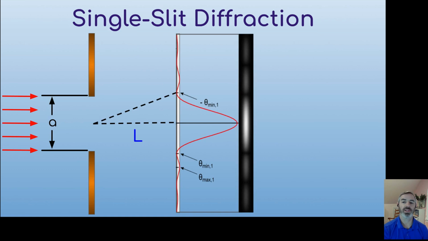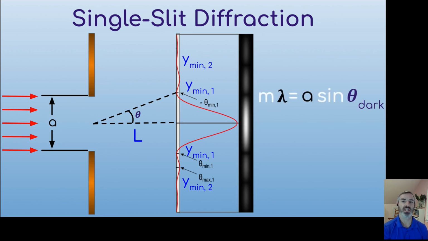We'll draw a dashed line to the first order minimum, and the second order minimums. You can see where the transverse pulse is showing a cancellation where destructive interference would go. And what you'd see on the screen is a very bright spot in the middle, and then some bright spots, but they wouldn't be as bright as you'd see in a double slit experiment. So m lambda equals a sine theta dark, and that theta dark is to the y min 1.